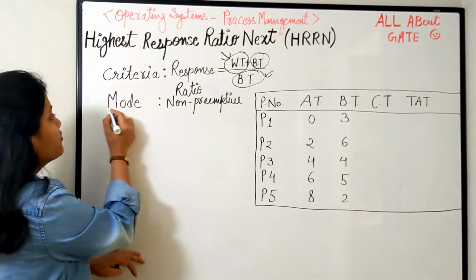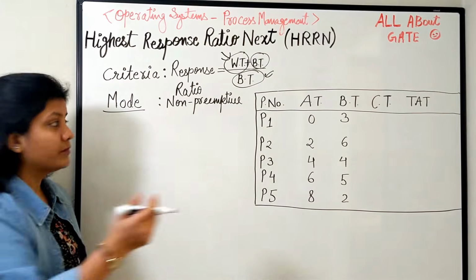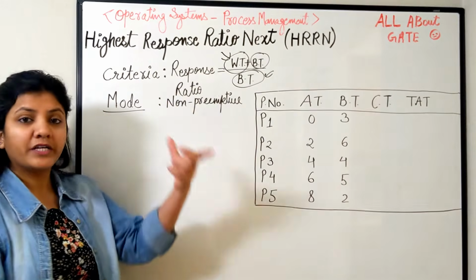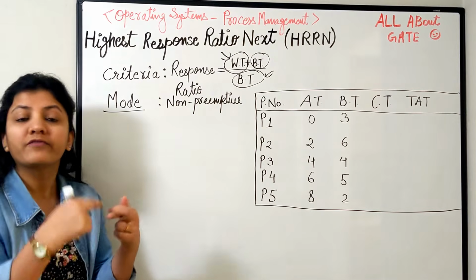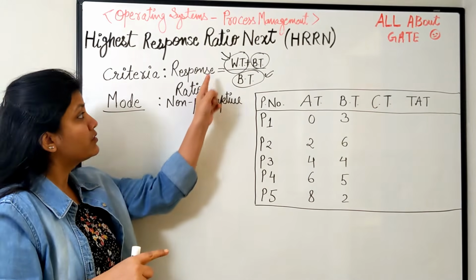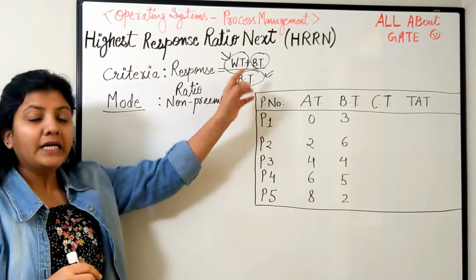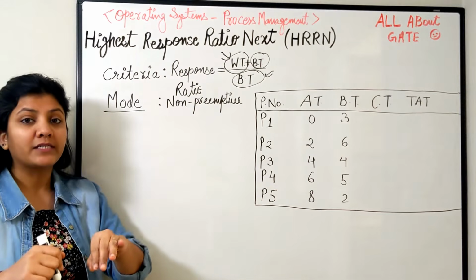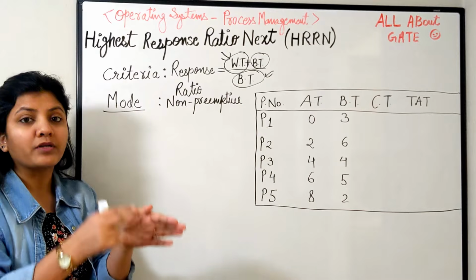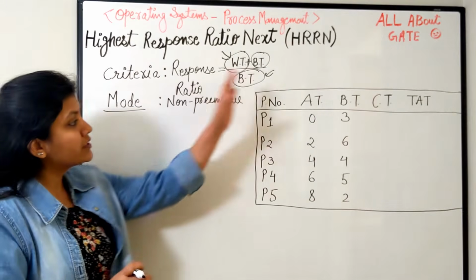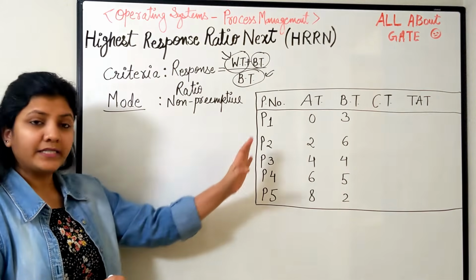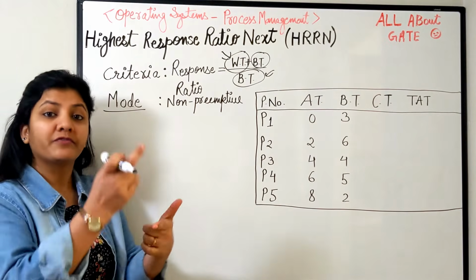The mode of execution for this algorithm is non-preemptive. The only thing is that it works on the response ratio. Whenever you have more than one process to schedule at a time, you have to find out the response ratio for each of them. The wait time of a process while finding the response ratio is how long the process has waited until that moment. We'll solve this question with the help of HRRN and see how the response ratio makes a difference.